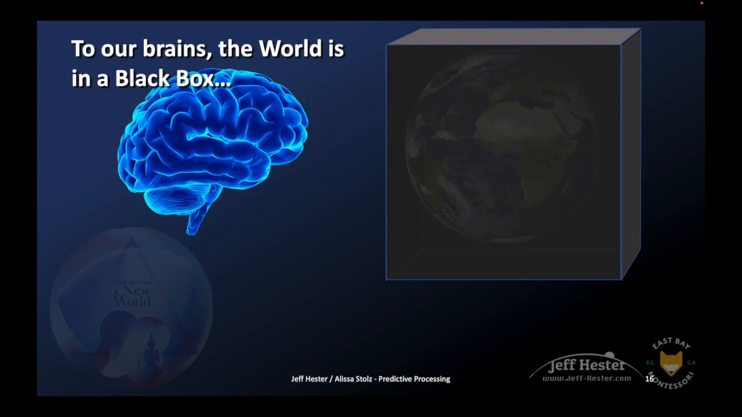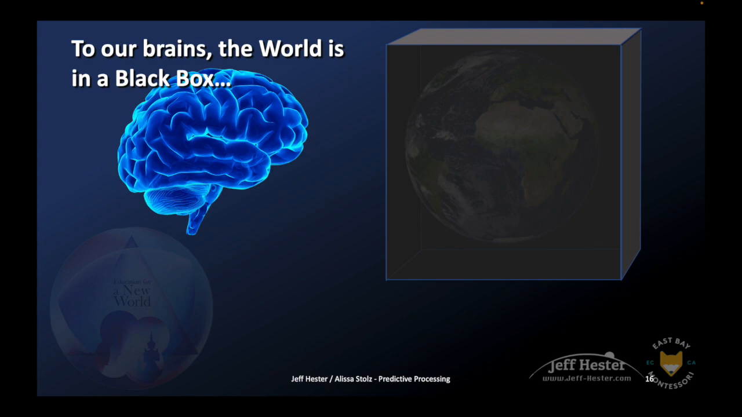To the brain, our world is a black box. That is, if you think about it, the brain's sitting there in the skull. It's dark in there. It's quiet. The brain has no direct access to the world. All the brain has are signals coming in and out through some nerve fibers. And yet somehow we perceive the world.